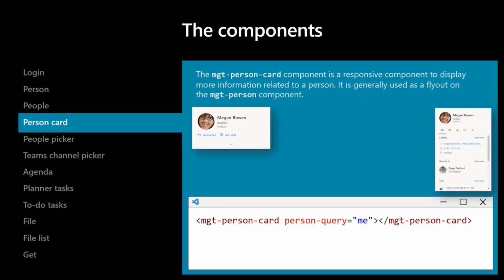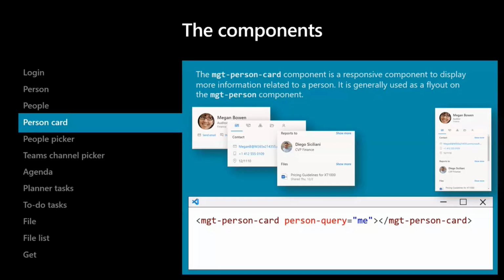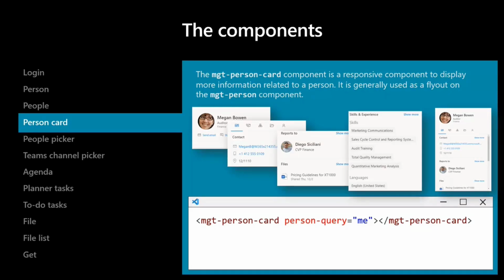You can bring that person and have the full expanded experience where you can see the contact, the phone number, the location, who they report to, their files, their skills, their experience, by just dropping that super simple MGT person card to the screen or to your app. So the MGT-person-card component is, I think, one of the easiest ways to deliver value into any of your apps. And I see some questions. I'm going to go back to the questions right after the couple of slides that we're going through.